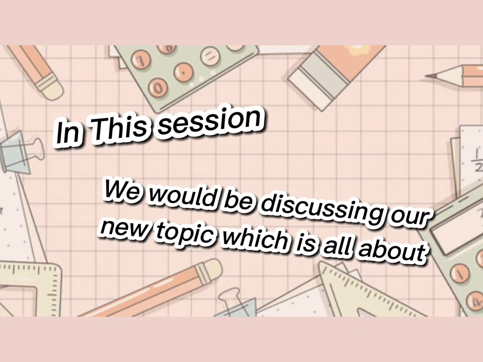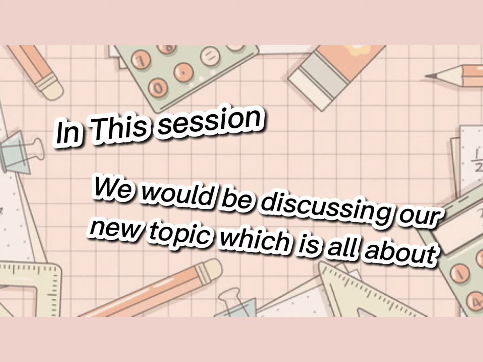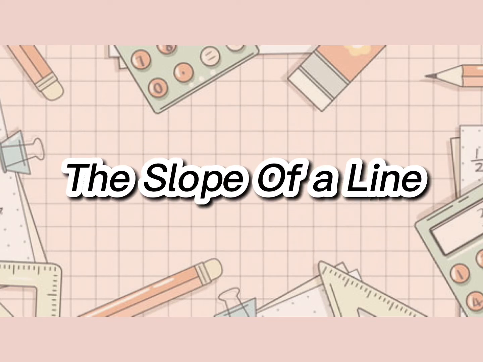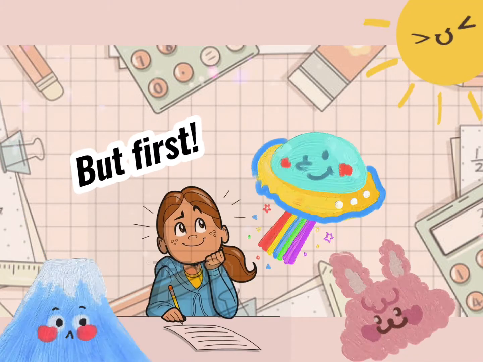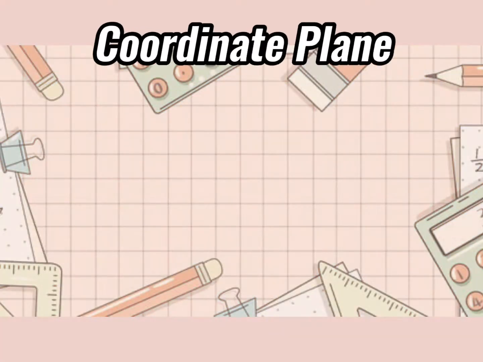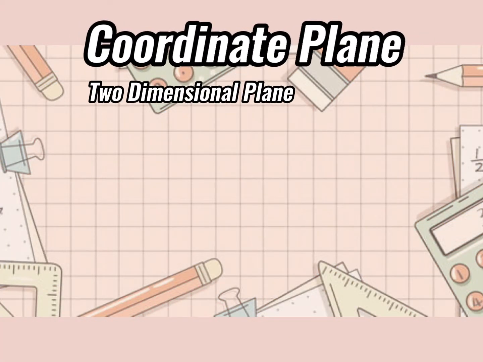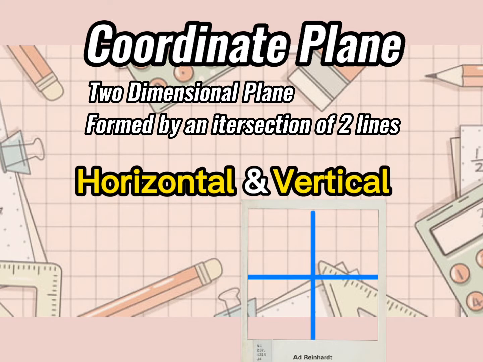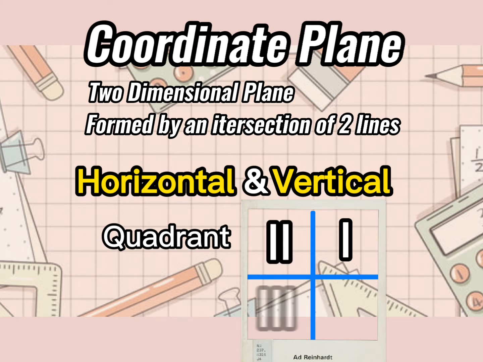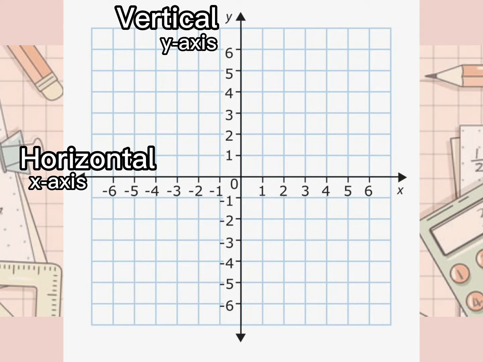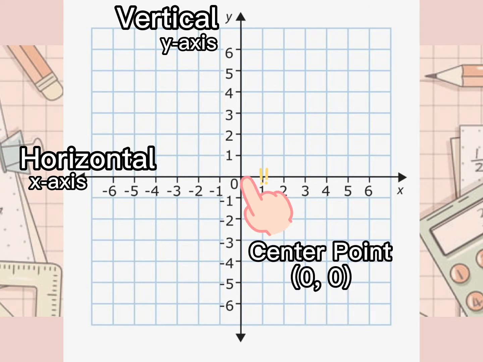In this session, we will be discussing our new topic, which is all about the slope of a line. But first, what is a coordinate plane? It is a two-dimensional plane that is formed by the intersection of two lines, the horizontal and vertical lines. A quadrant is a division between the lines, and there are four regions. The horizontal line is called the x-axis and the vertical line is the y-axis.